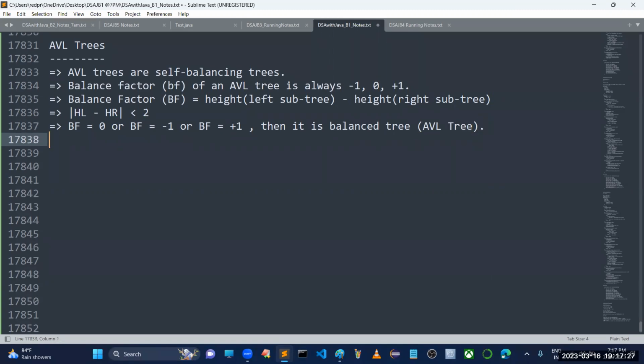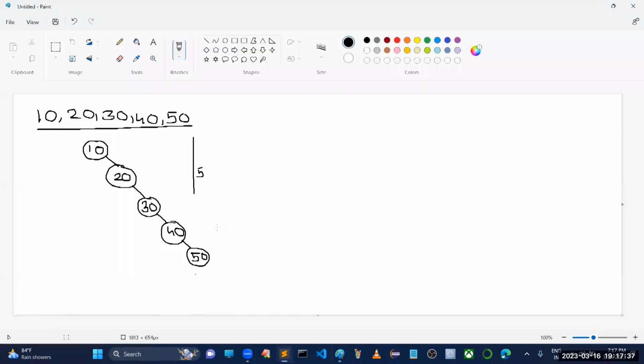In red black trees, the balance will be based on some colors. As of now, it is not required. So I think you people got clarity about these balanced trees.